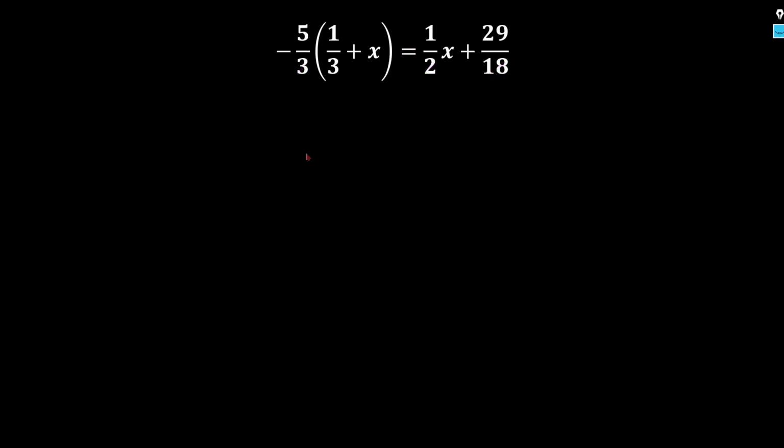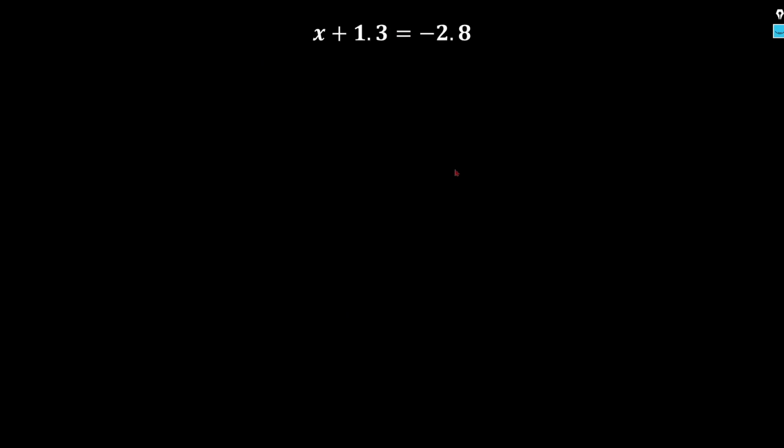Now, sir, paano naman kung decimals? X plus 1.3, sorry, equals negative 2.8. Now again, there is nothing wrong with outright subtracting both sides by 1.3. No problem. Pero again, mayroong mga tao na ayaw nilang mag-deal with decimal numbers. So what can we do? How do we not deal with these decimal numbers?